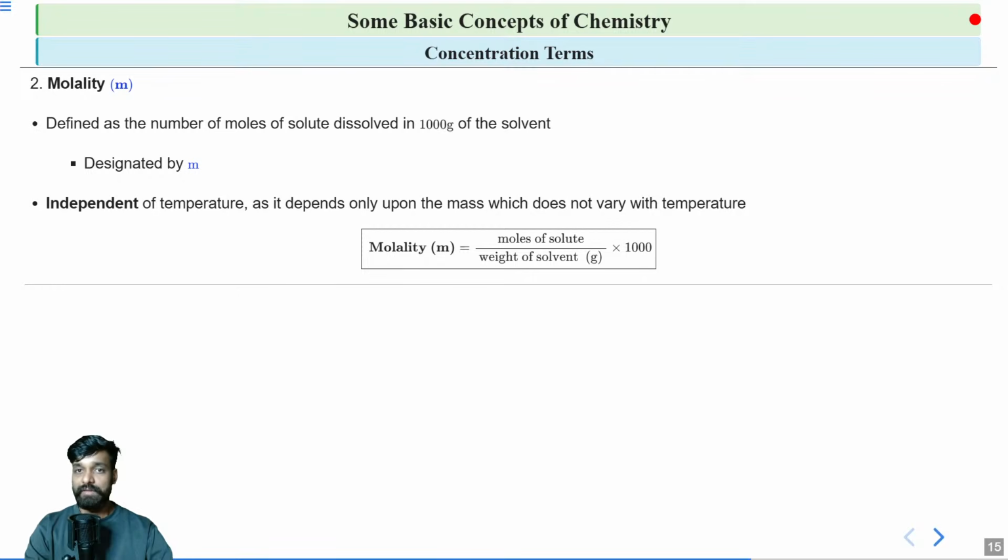multiplied by 1000. Now suppose I tell you that this weight is already given in kg. In that case you won't multiply the whole formula by 1000. You will simply take it as moles of solute divided by the weight of solvent in kg. Okay, moving on further.